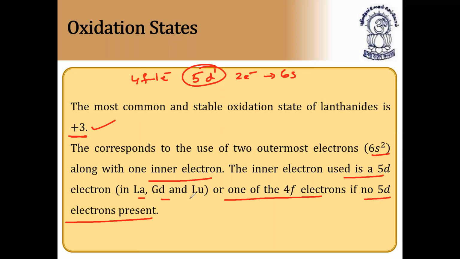So in lanthanum, gadolinium, lutetium, it is the 5d electron, and in the remaining elements, where no 5d electron is present, the electron goes from the f orbital. So in which elements does the third electron go from the d orbital? That is lanthanum, gadolinium and lutetium. These three elements are very, very important. Please note it down. In these three elements, two electrons from the s orbital and one electron from the d orbital go off; no electron from the f orbital. Whereas in the others, as there is no d electron, one electron will be lost from the f orbital.